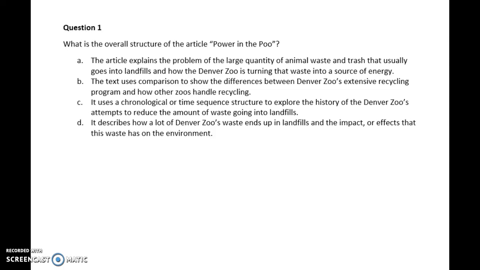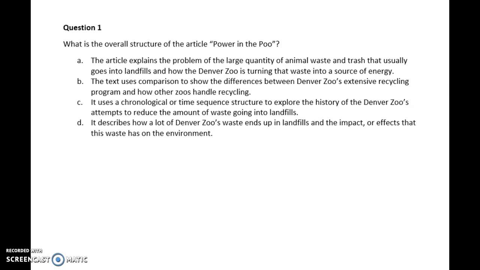Choice A says, the article explains the problem of the large quantity of animal waste and trash that usually goes into landfills and how the Denver Zoo is turning that waste into a source of energy. Well, if that answer is correct, then the article should be organized by problem and solution. The article should say that the large amount of animal waste and trash that goes into the landfills is a problem, and then it should talk about how the Denver Zoo has solved this problem by turning the waste into a source of energy. So when you read the article, you should look to see if it does that.